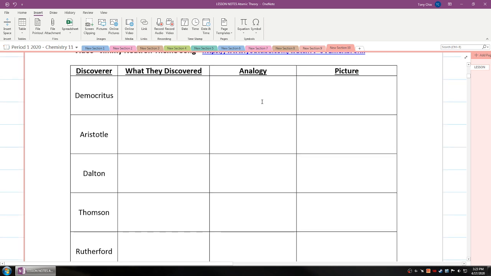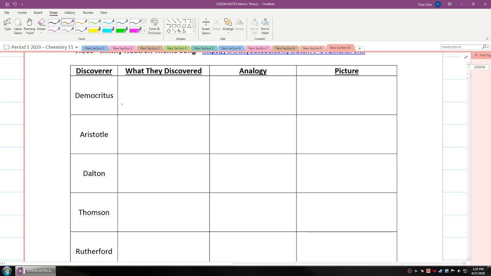So let's start off with Democritus. Democritus was a philosopher about 2,400 years ago, and he started the idea of what an atom was. Now, he philosophized this. He didn't actually have experiments. He thought about it and said, there must be these small little things, and they must be called atoms. There were no analogies for this, and there were no real pictures for this, because this was still a theory, a thing that he thought of.